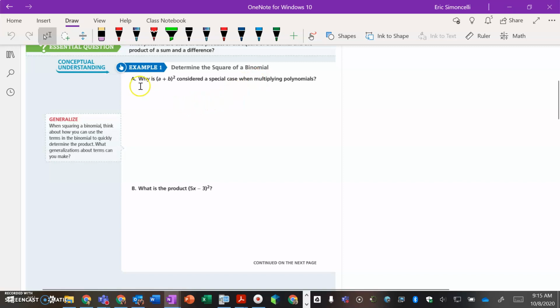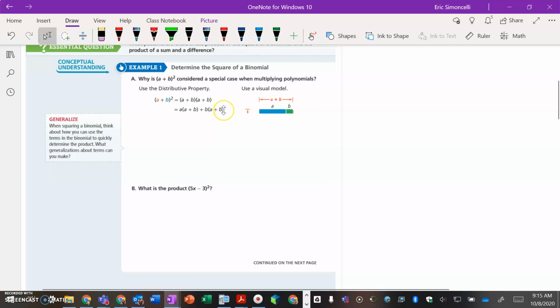So for part A, why is a plus b quantity squared considered a special case when multiplying polynomials? First, we're going to assess using the distributive property, and we're also going to use a visual model to pair with this. If we were to take a plus b quantity squared, we are technically supposed to rewrite it with two different binomials side by side, which are the same. The reason: anytime you square something that has more than one term, you must write it twice.